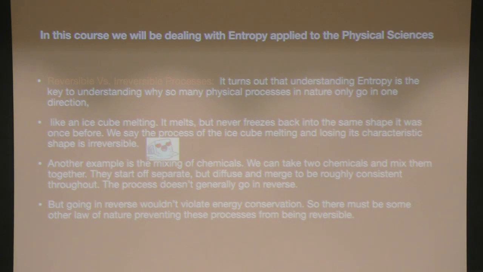Another example is the mixing of chemicals. You can take two chemicals and mix them together, and they start off separate, but they diffuse and they merge to be roughly consistent throughout. And that process doesn't go in reverse, typically. It only goes in one direction. But going in reverse would not violate energy conservation, which is one of our fundamental principles in physics. So there's got to be something else at play besides energy conservation. There's some other law of nature preventing these processes from being reversible.